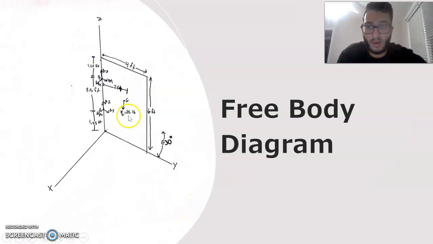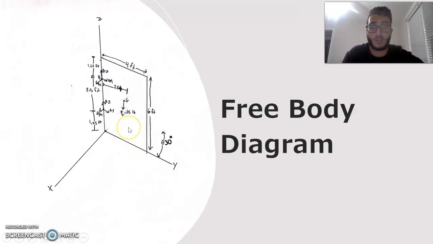Now this is my free body diagram with the fence drawn in. As you see, the length of the fence was 4 feet. The height was 6 feet. This is hinge 1. I labeled A. The other hinge I labeled B. These are the reaction components for hinge A: A_x, A_y, and A_z. The reaction components of hinge B: B_x, B_y, and B_z. The distance between the two hinges, between A and B, is 3.5 feet. The distance between each hinge to the end of the fence is 1.25 feet.